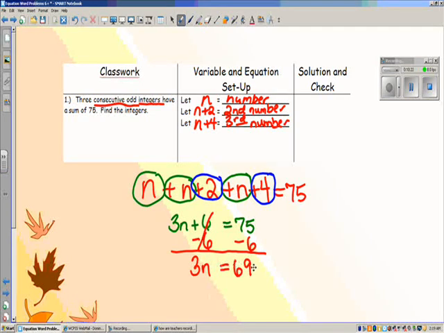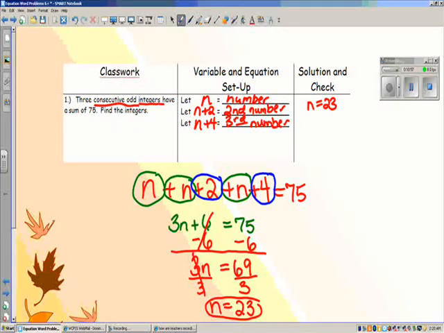What would I do to solve for n here? What's the inverse operation of multiplying? It's dividing. So I'm going to draw my fraction bar. Whenever you see a fraction bar, that's the same as a division symbol. So I'm going to divide both sides by 3. Here, n is equal to, 3 goes into 6 2 times, goes into 9, 3. So n is equal to 23. I'm going to put that here.